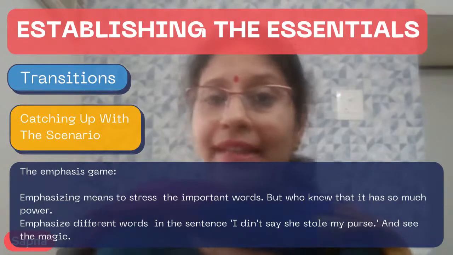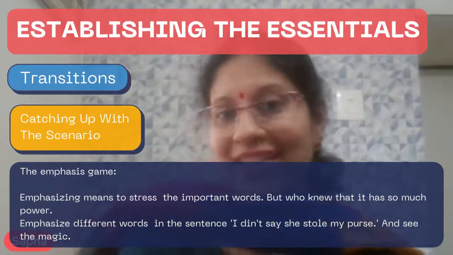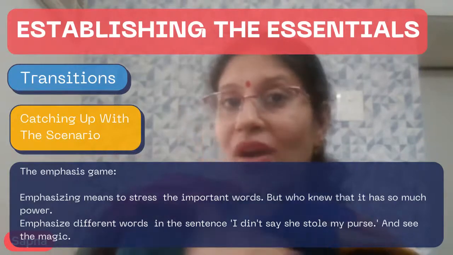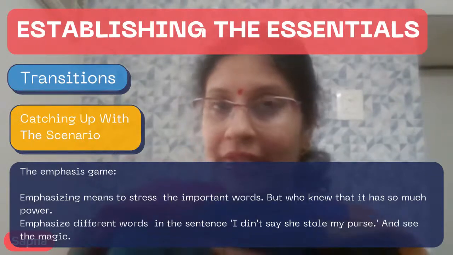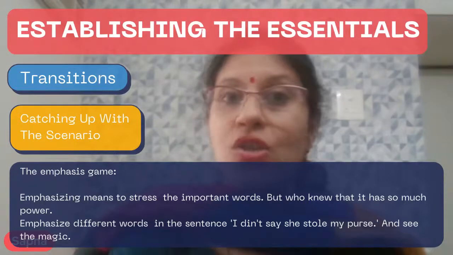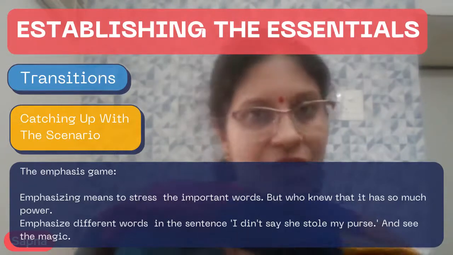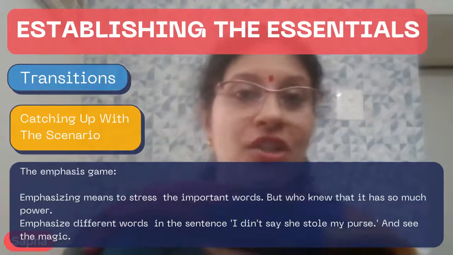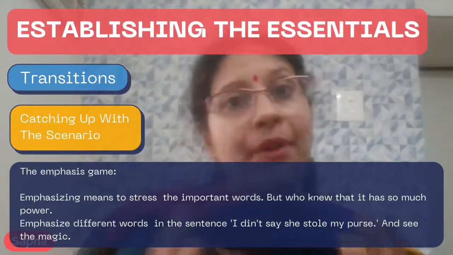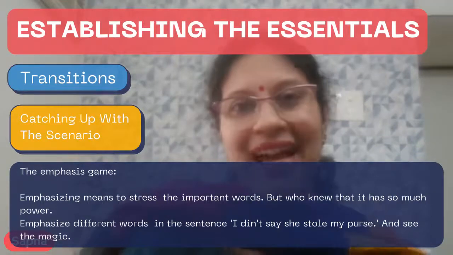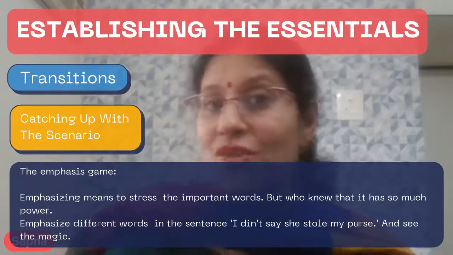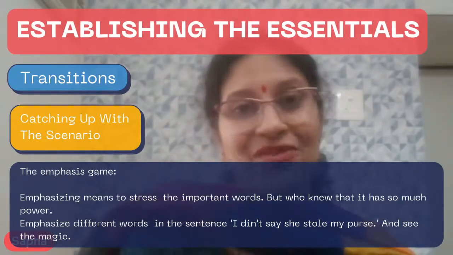The first one says that it was not I who said that she had stolen the purse. Then we said, I did not say that she was the one who stole the purse. The purse has been stolen, but I did not say that she was the one, right? Then we said, I didn't say she stole my purse. So the purse has been stolen, that is for sure, but it was not mine, right? Now, when I say, I didn't say she stole my purse, what I'm saying is she has stolen something, but I did not say that it was my purse. So the object is the one thing that I am stressing upon, right?